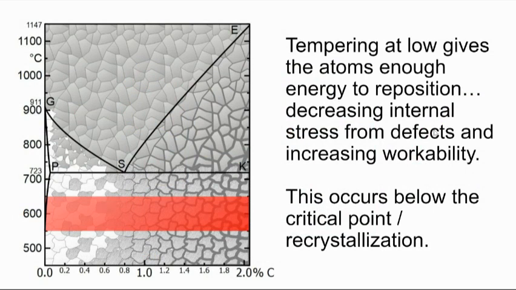Again, if we look at a binary phase diagram for steel, when we temper, we're going to be down here below the critical point. We are not allowing recrystallization, but that increased thermal energy that's going into the metal will allow the atoms to reposition themselves. It's going to decrease the internal stress in the metal from defects, which increases its workability.